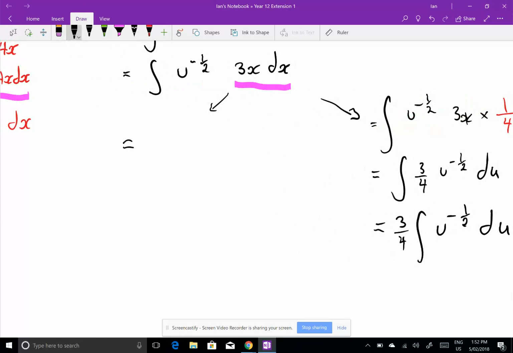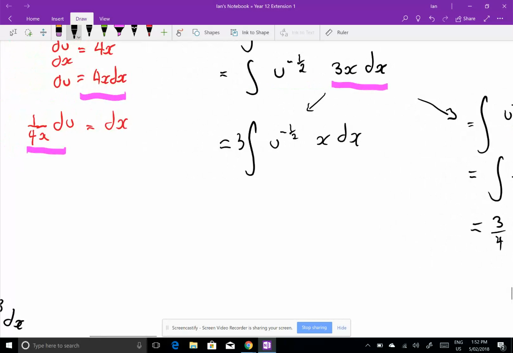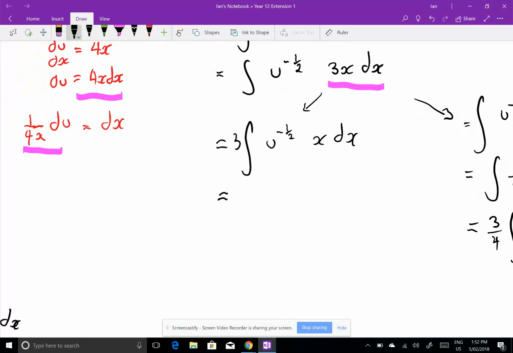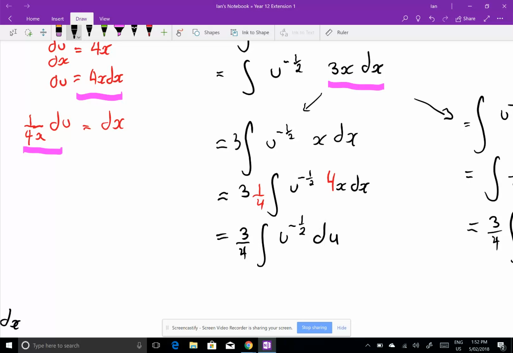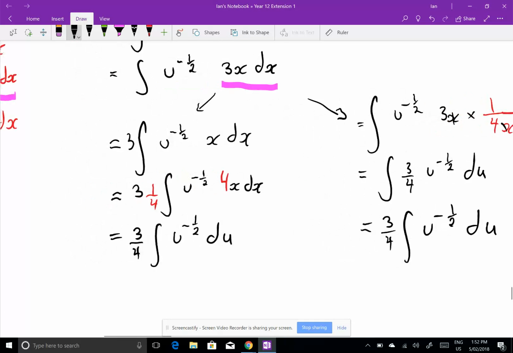Now I'm going to go over here and take the 3 out the front, so that u to the minus a half x dx. But what I've got to do is make it look like a 4x. So I'm going to put the 4 in, just do that in a different colour, put 4 in and divide by 4 outside. So I end up getting the same thing, 3 on 4, u to the minus a half du. Right? So I end up with the same thing.